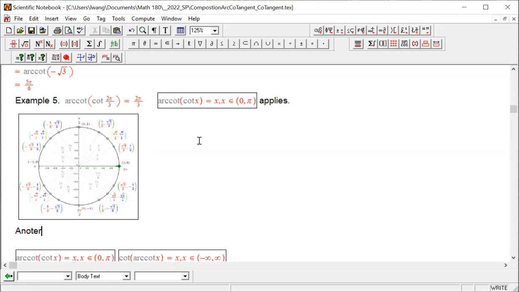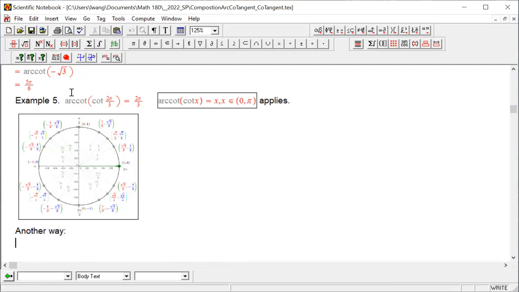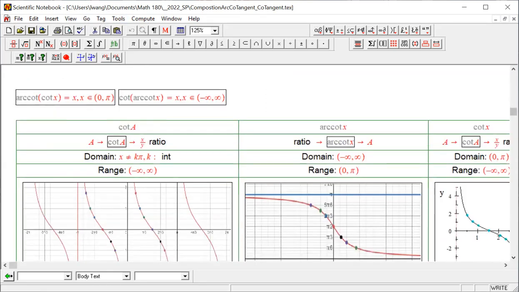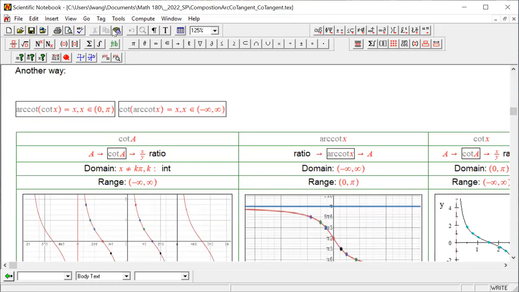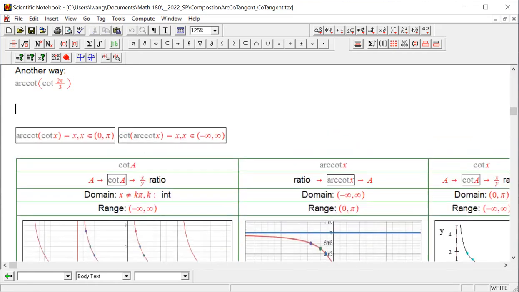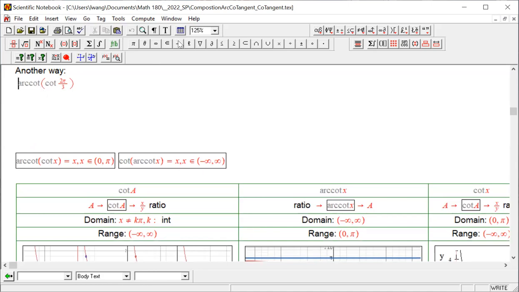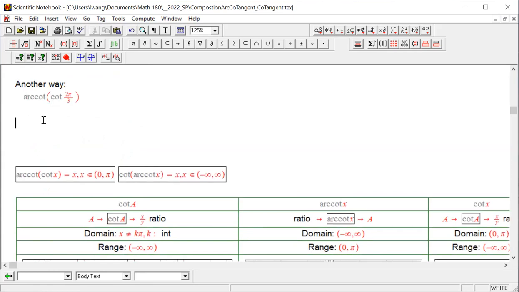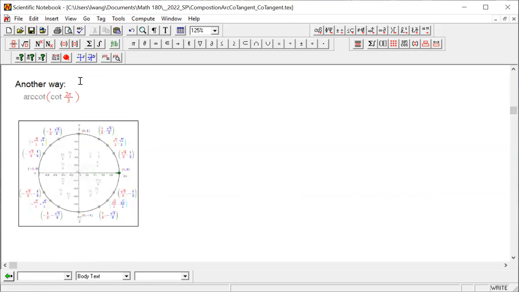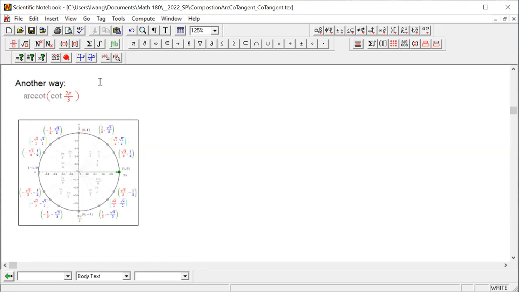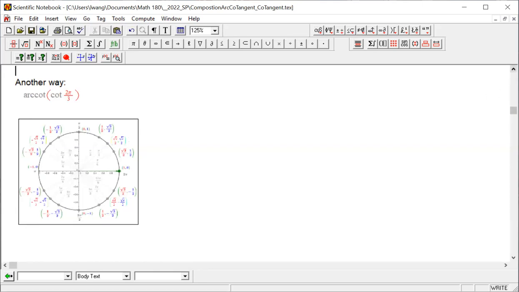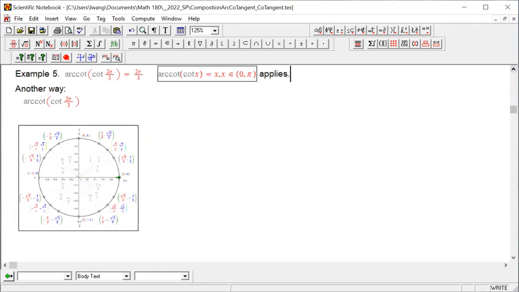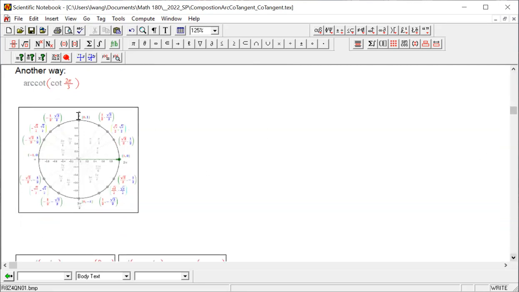So another way is still just do it from inside out. Pretend we don't know. I want to show you how each piece of information is being used. We do it from inside out. So I'm going to take that unit circle with us. Okay, another way.